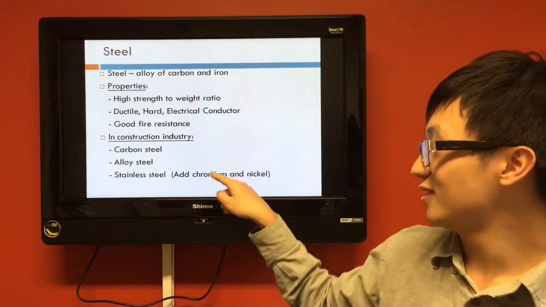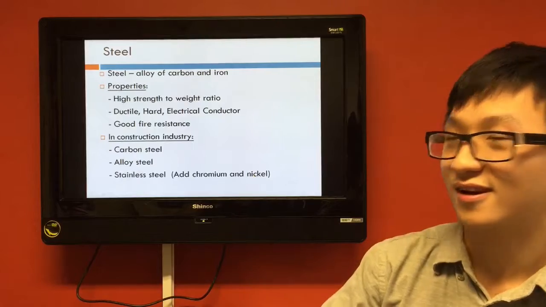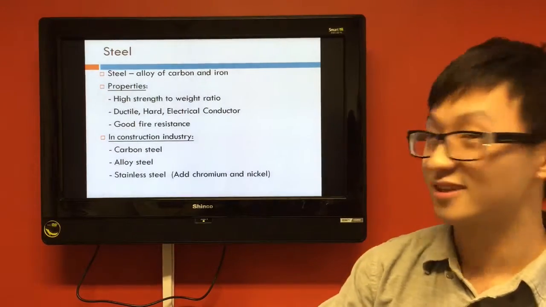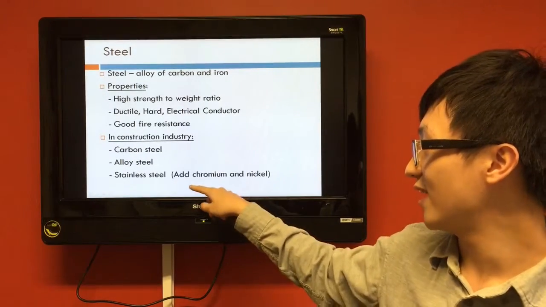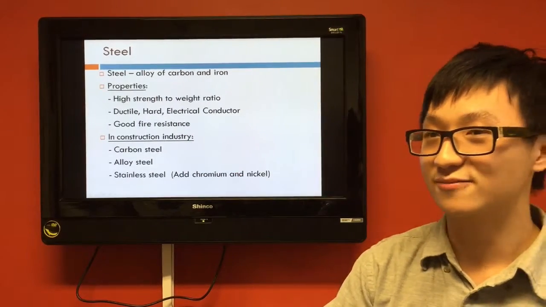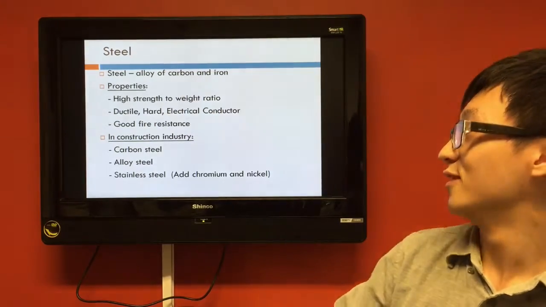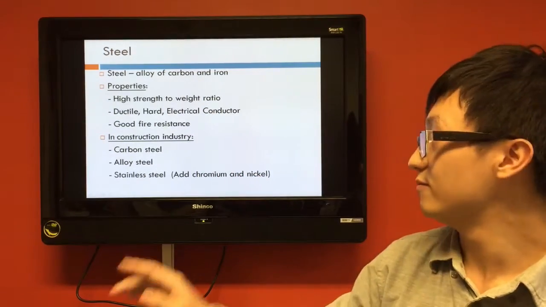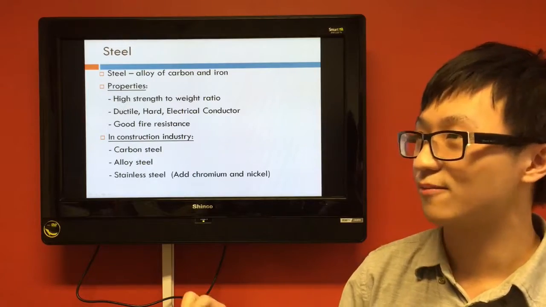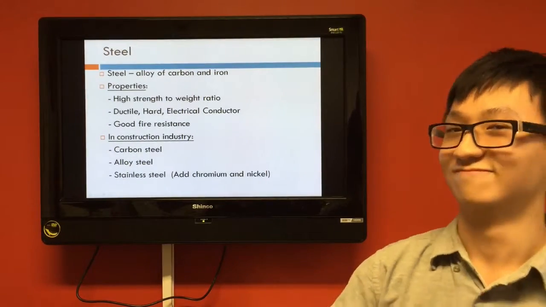In the construction industry, there are mainly three kinds of steel, including carbon steel, alloy steel, and stainless steel. In stainless steel, we have added chromium and nickel to make it resistant to corrosion. And carbon steel means that the steel is only composed of iron and carbon with no other substance.